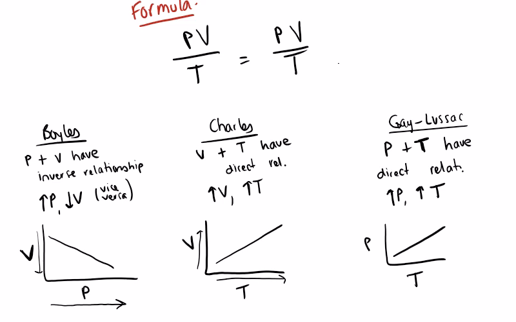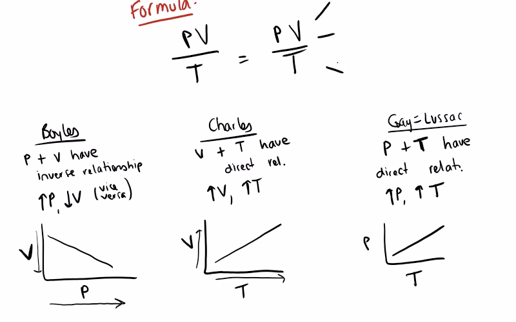So moral of what we're doing, here is our go-to formula. PV over T equals PV over T. If something is held constant or a variable is not mentioned, you can ignore it. Sometimes if we use the combined gas law, which is technically the formula that I have written here, you will have 5 different variables and you're solving for 1.